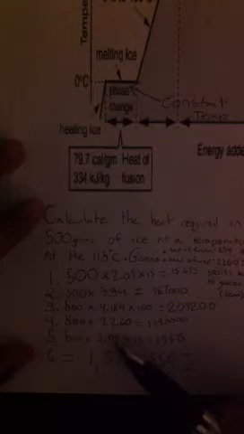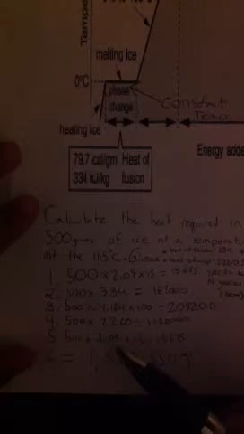Okay, and then you go to the fourth one. This is when water is actually vaporizing, and this is a phase change, just like when it's melting. So you want to take 500 grams times the heat of vaporization, which is 2,260, which is in the givens, and that equals 1,130,000. So you have that.